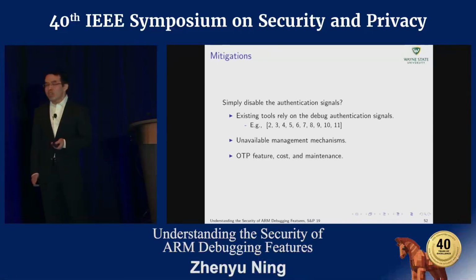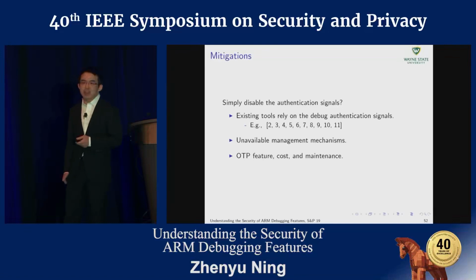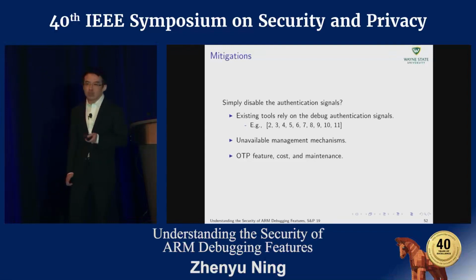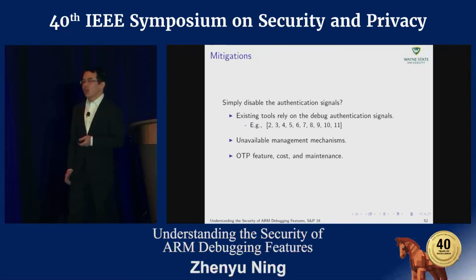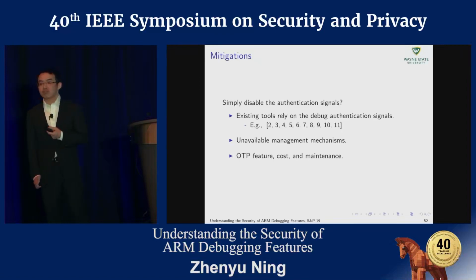Second, as we mentioned, the management mechanism of the debug authentication signal is not publicly available. Assume that you have a Raspberry Pi, and you build your own IoT solution based on the Pi. Now you know the nail gun attack, but with all the manuals in your hand, you have no way to disable the debug authentication signals.